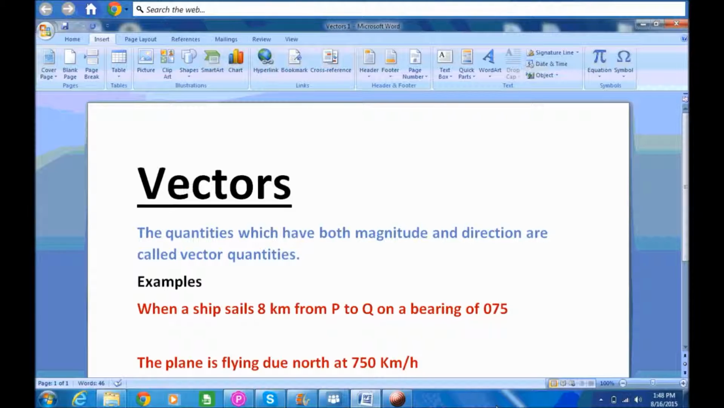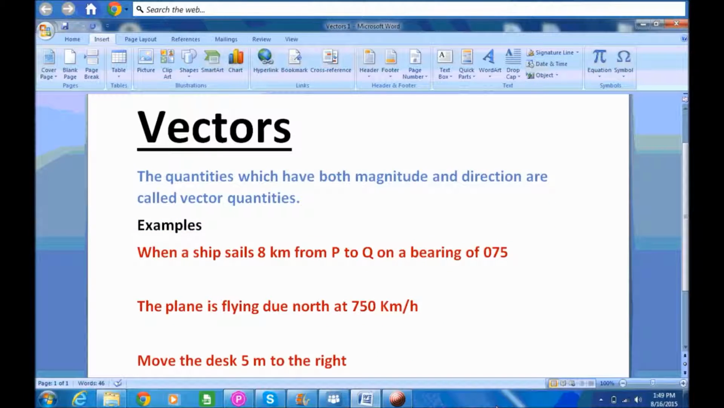Examples: when a ship sails 8 kilometers from P to Q on a bearing of 075 degrees, then this displacement is a vector quantity. It comprises two things: a displacement of 8 kilometers, this is the magnitude, and a bearing of 075 degrees from P to Q is the direction. That's why it is a directional quantity.